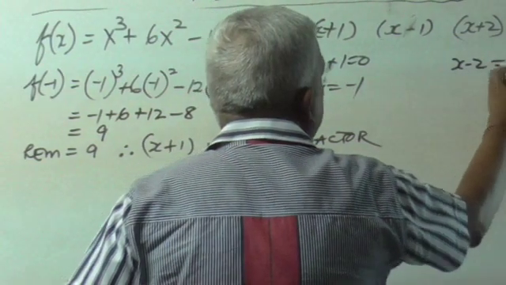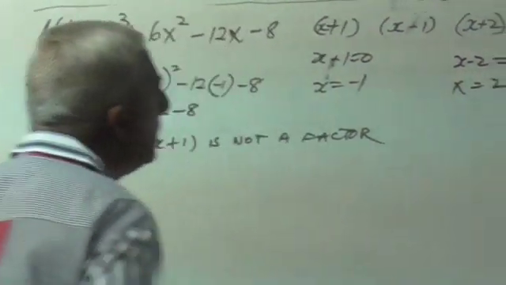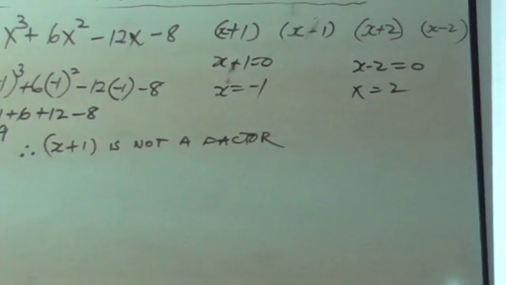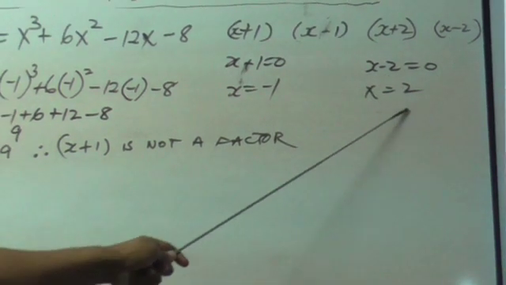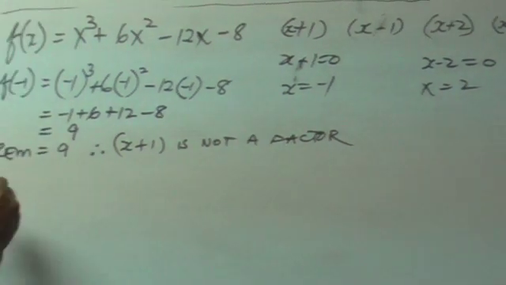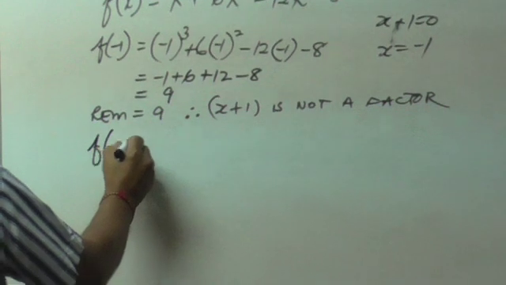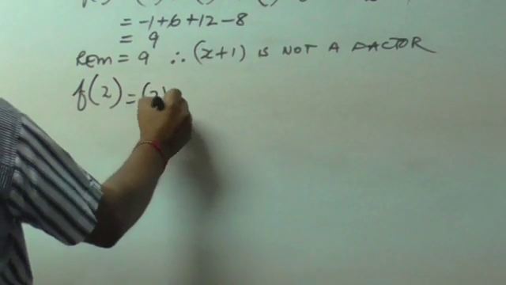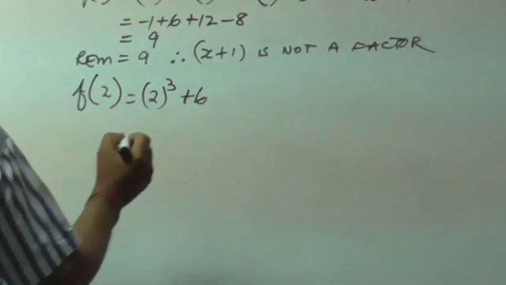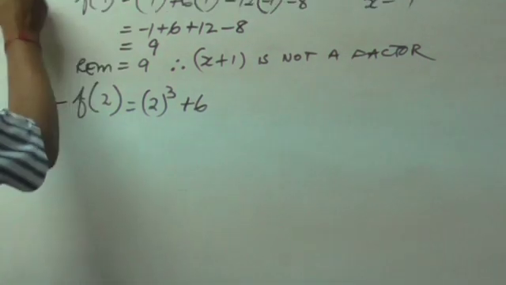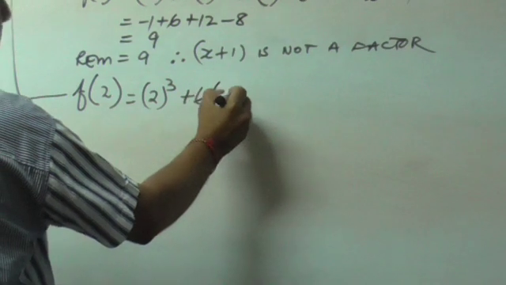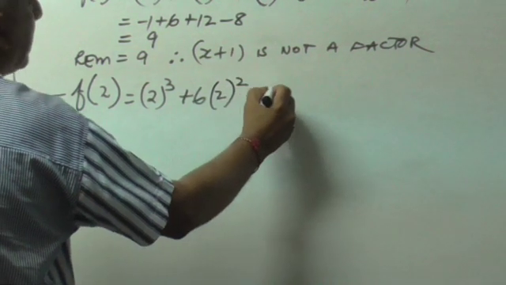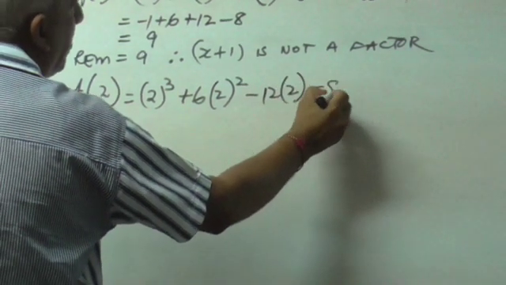x minus 2 is equal to 0, so x is equal to 2. We want to try the last one. Now we're going to find f of 2. So f of 2 is equal to 2 cubed plus 6 into 2 squared minus 12 into 2 minus 8.